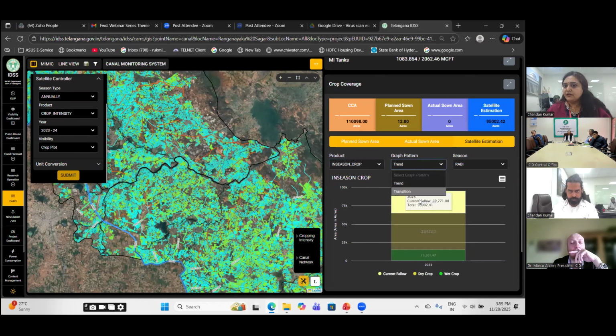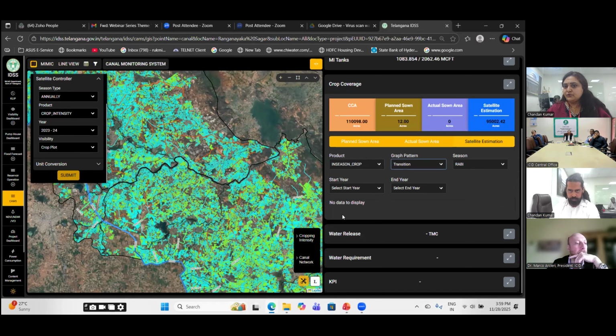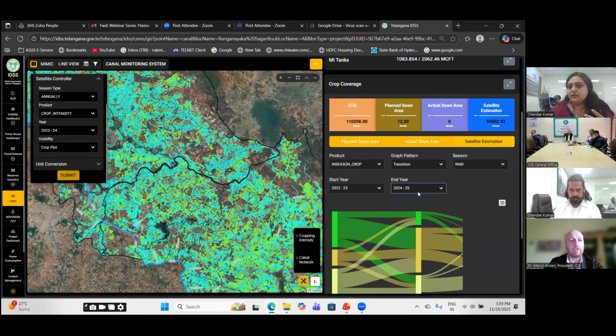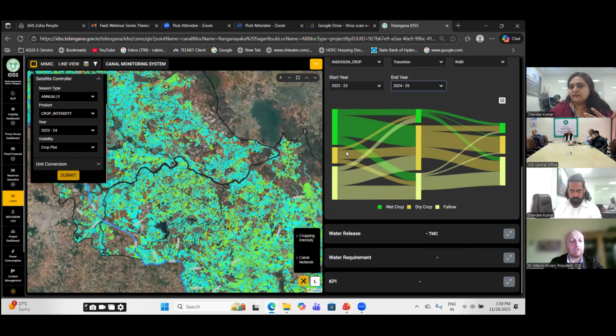So this is about trend. This is about the transition. You can even select from 2022 to 2023, 2024 to 2025. What is the change in the Rabi pattern in that particular in-season crop? So this is a type of pattern.